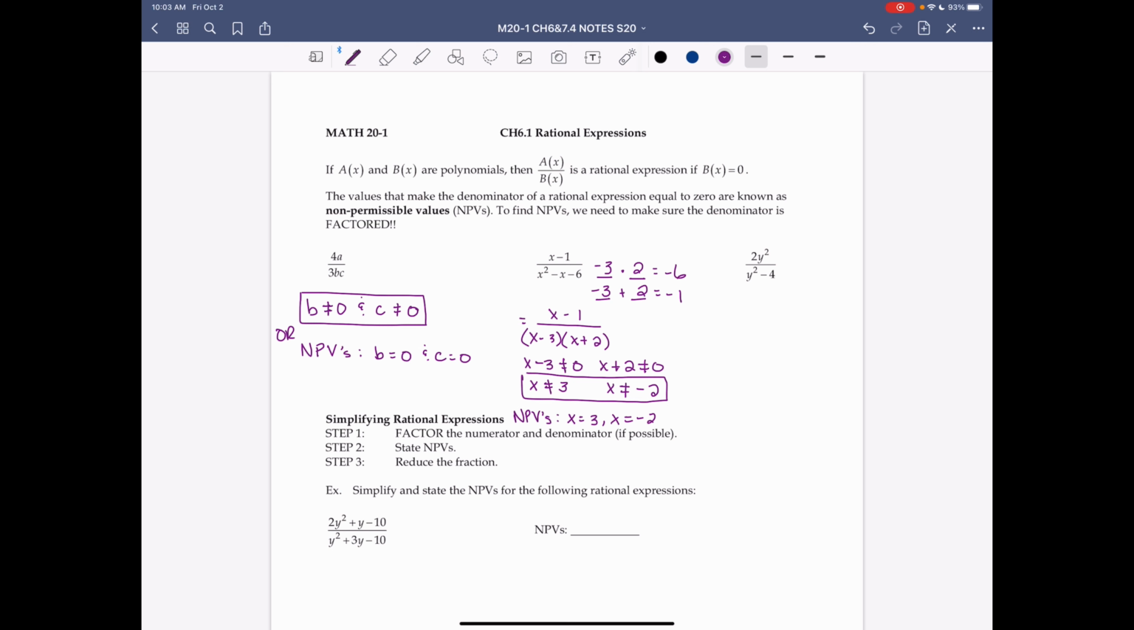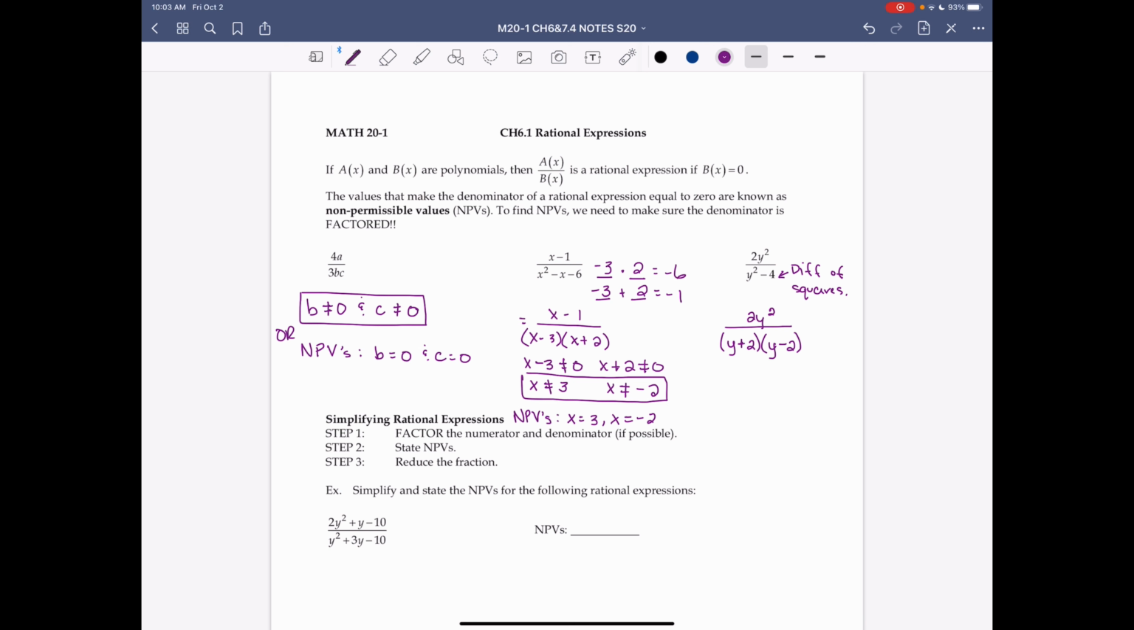Next example, 2y squared over y squared minus 4. We have to factor this. This is a difference of squares. When we factor a difference of squares, we square root the first term, y squared, square rooted is y. That goes at the beginning of each bracket. We square root the last term, square root of 4 is 2. And then we put one with a plus and one with a minus.